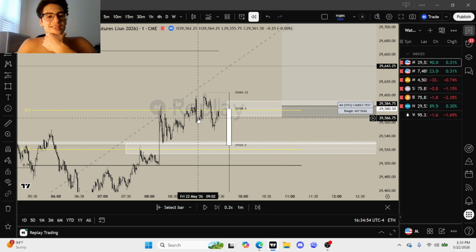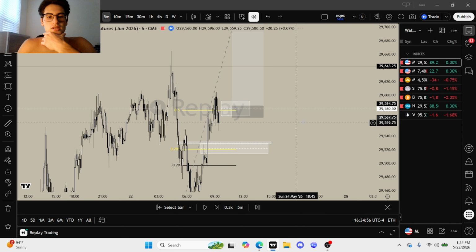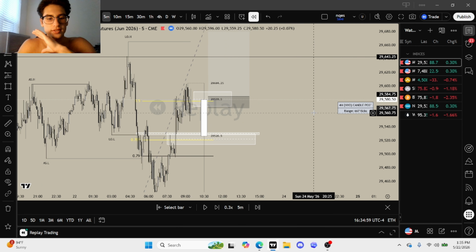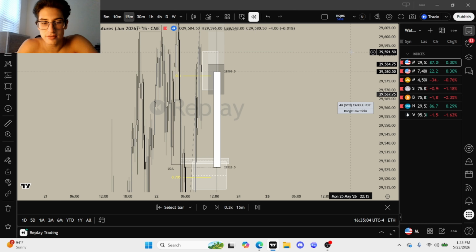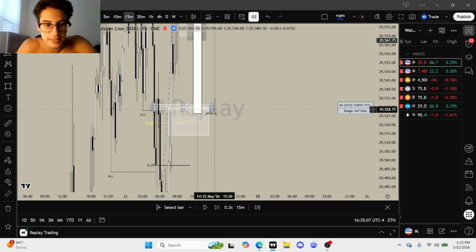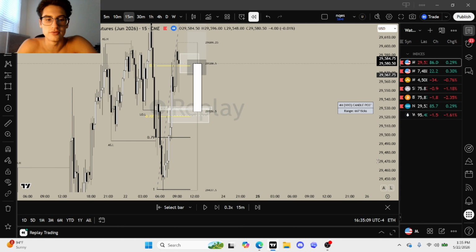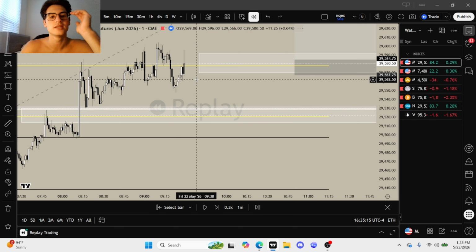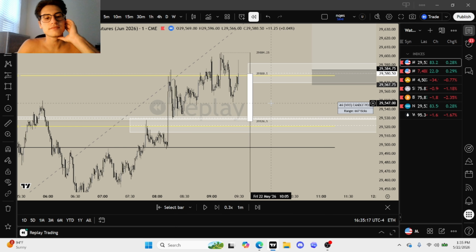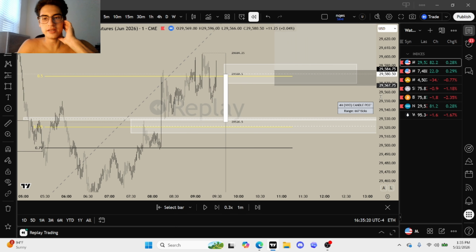What would I want to see though? Ignore this fib. What I would ideally want to see is a tap into this unfilled 5-minute, and there's also an unfilled 15-minute right here. I would want to see it get tapped, respected, look for an inversion, an SMT, a liquidity sweep before I would enter a trade.